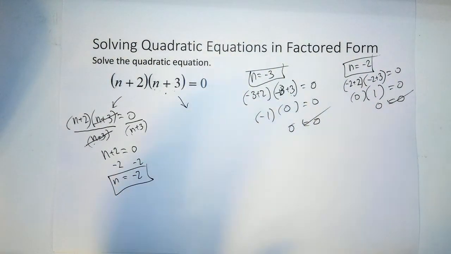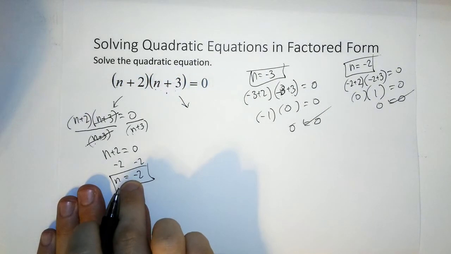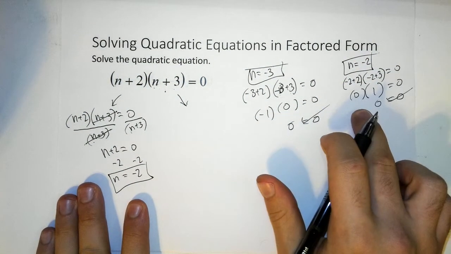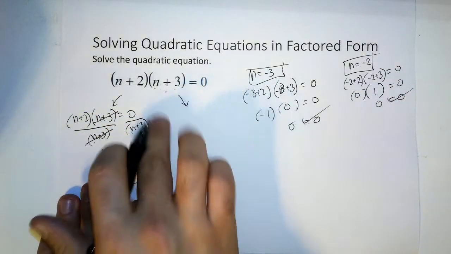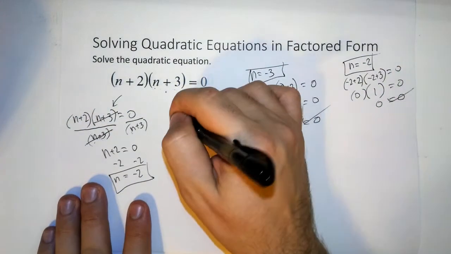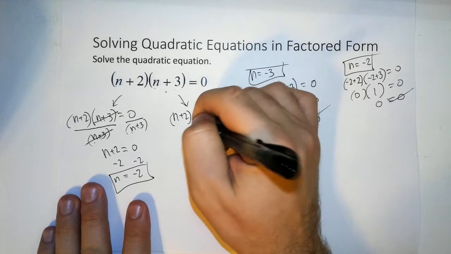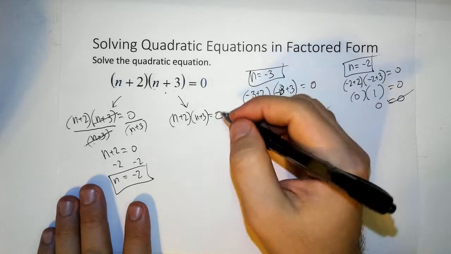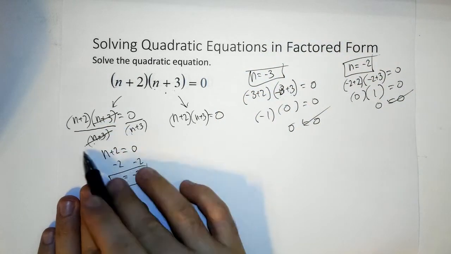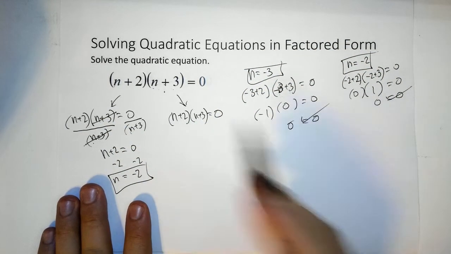No matter how you want to think of it, whether bottom up or top down, it's going to work. Right, let's go ahead and try this trick the other way just so you can see it, just so you can practice it. n plus 2 times n plus 3, we got that equal to 0. We got rid of the n plus 3 the first time. Let's go ahead and get rid of the n plus 2.